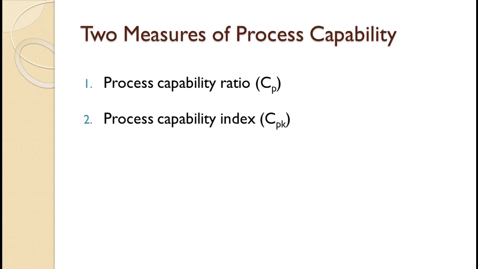We use the ratio when the process is centered. That is, we are sure that the average size of the bolts we are producing exactly matches the size the customer wants. We use the process capability index when we are not sure the process is centered. That is, we are not sure the average size of the bolts exactly matches the size the customer wants.